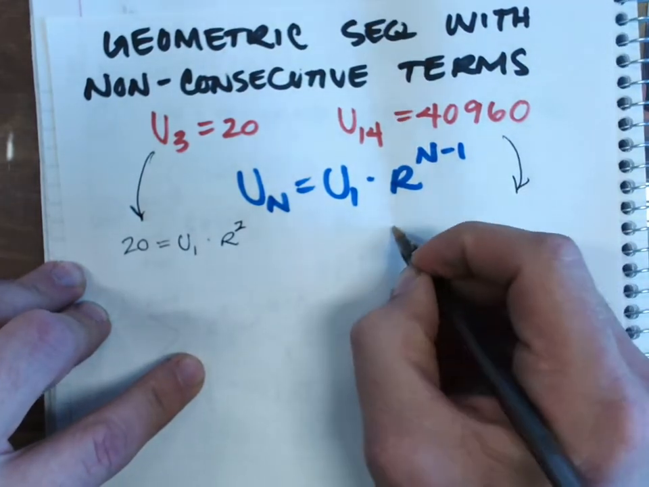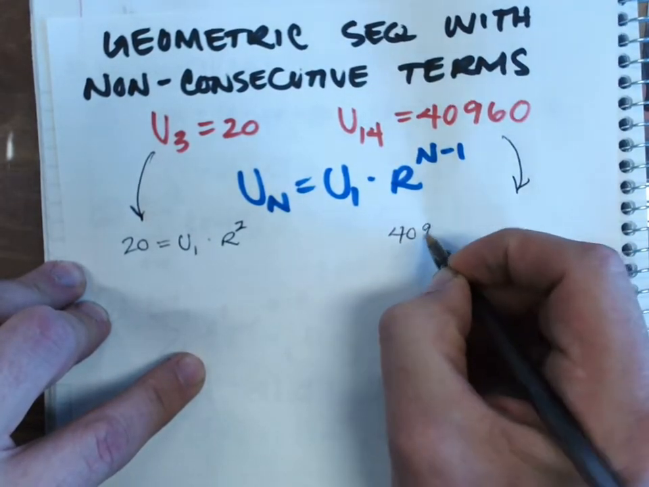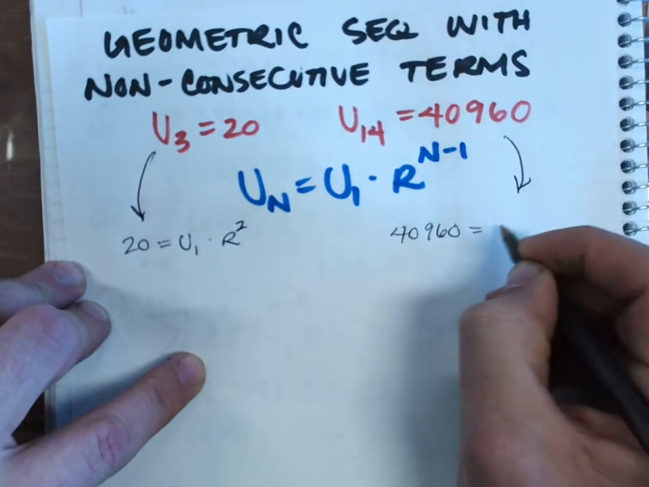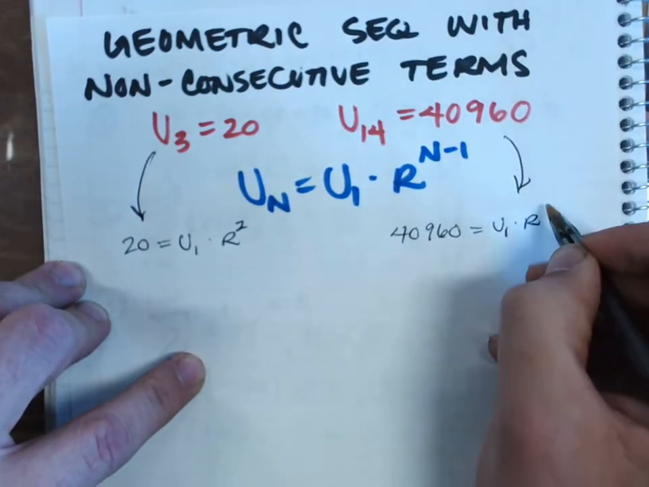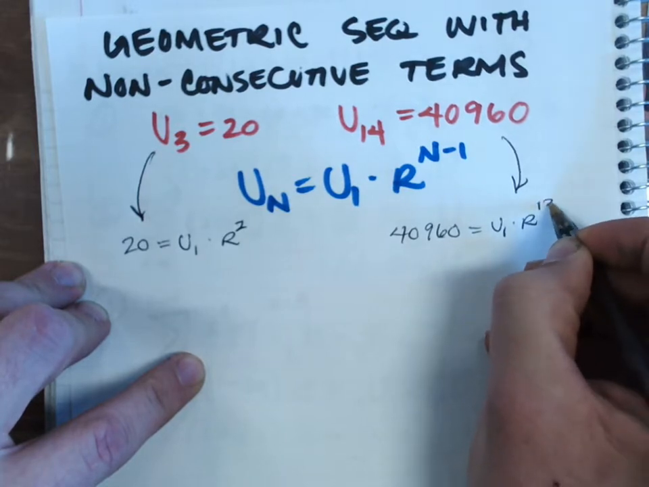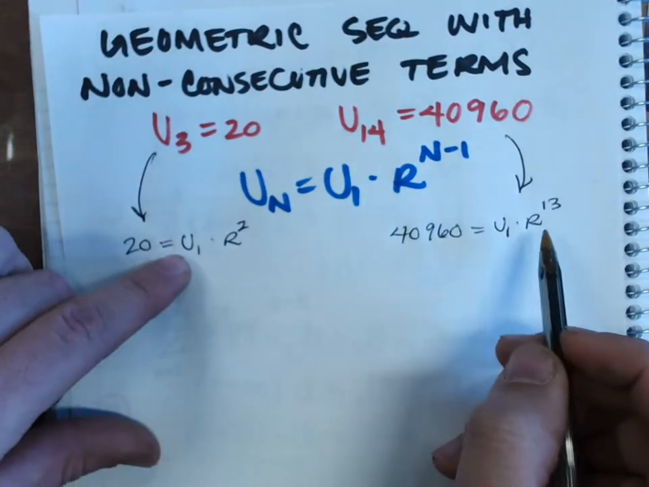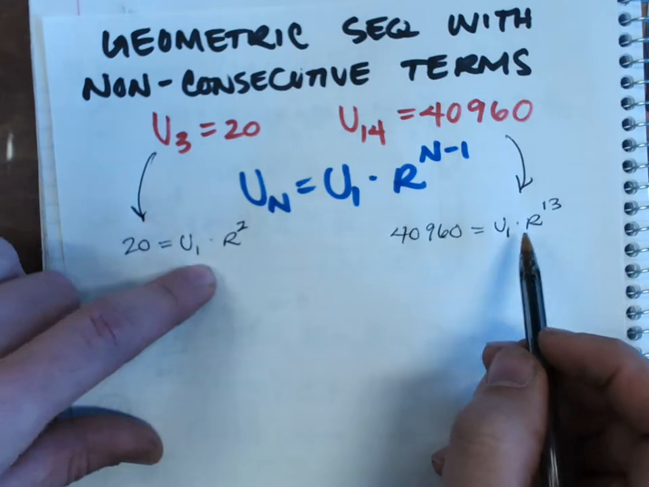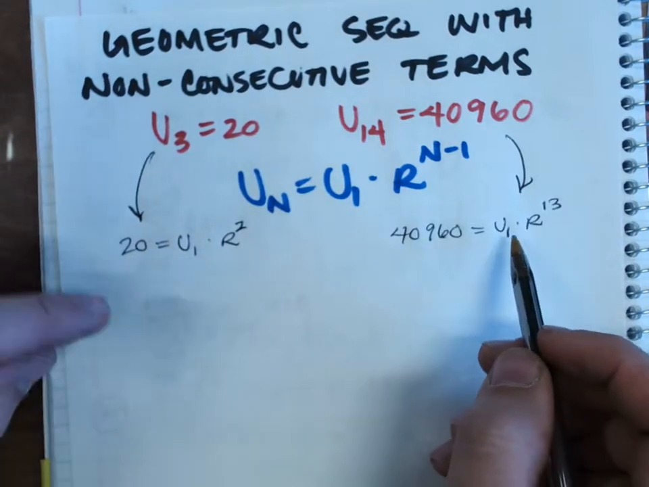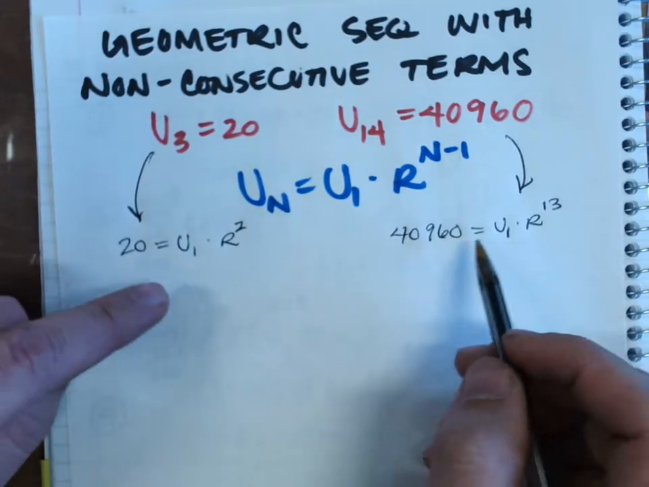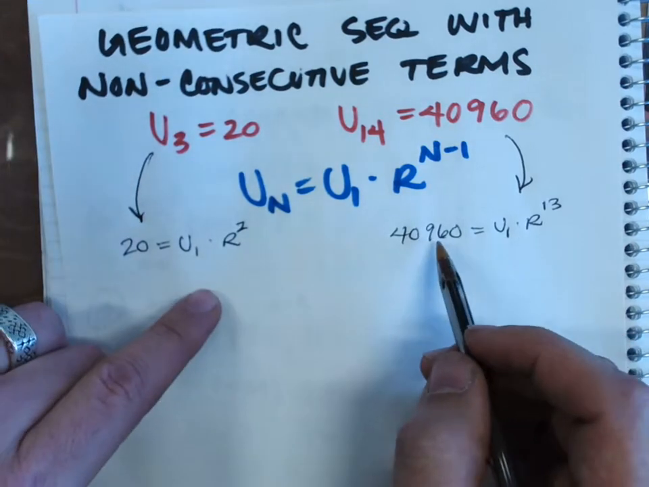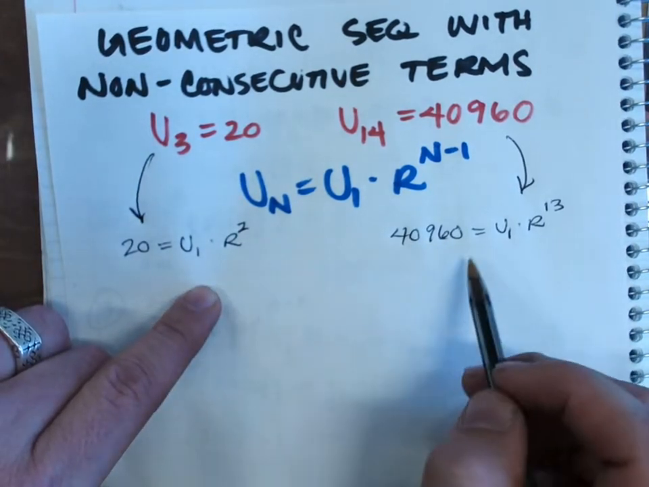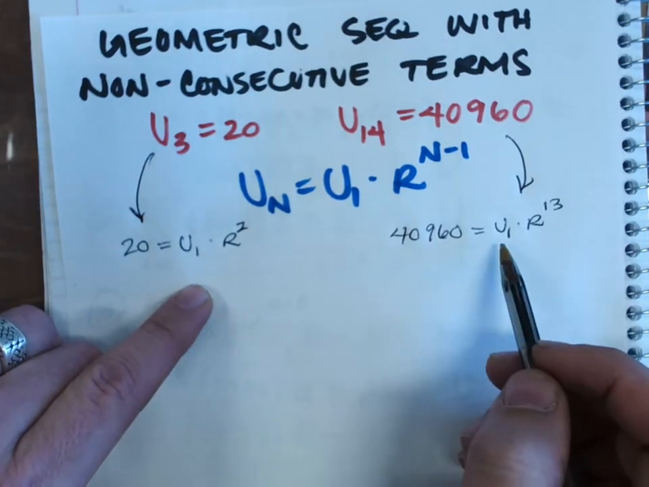The 14th number is 40,960, and we still don't know the first number or the ratio, but we do know that the exponent would then be 13. Okay, these two together, we can solve this. This is like a system of equations, but there's no addition or subtraction in this problem, so the process is a little different. We're not going to add or subtract them creatively to eliminate a variable.